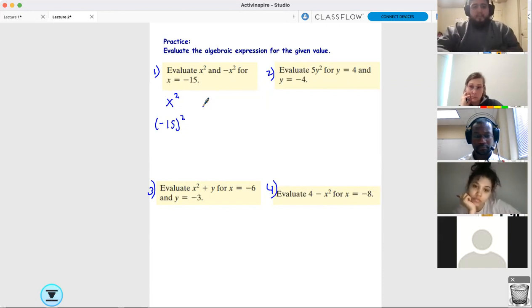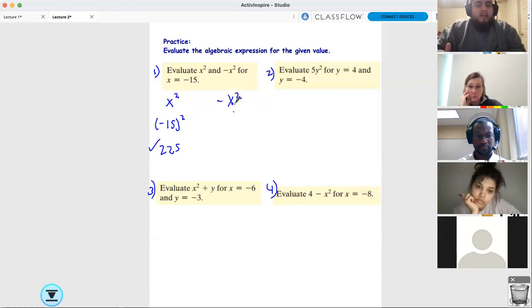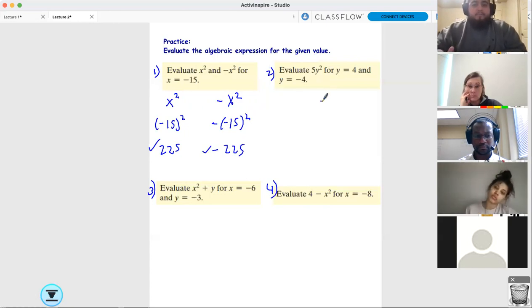I'm going to ask not just you, Caleb, but everyone, if we're going to put parentheses because of what we see in the expression. So this does become 225. That's correct here. And then we have negative x squared. Parentheses here, yes or no? When we plug it in, do we put parentheses? Yes, right? Because we have a negative and a squared. So we need to separate what we're plugging in, which gives us negative 225. So we're done here.